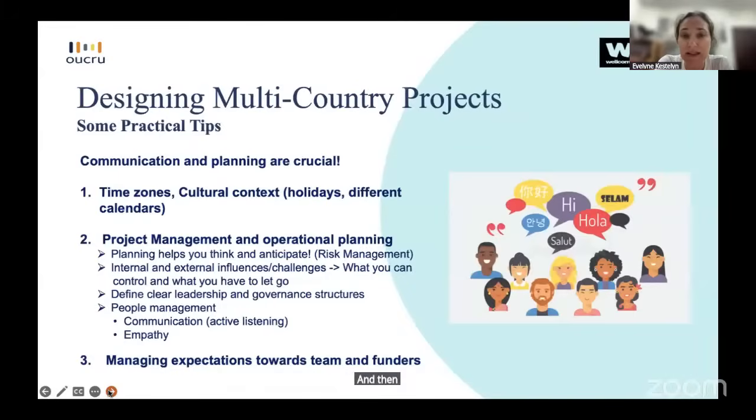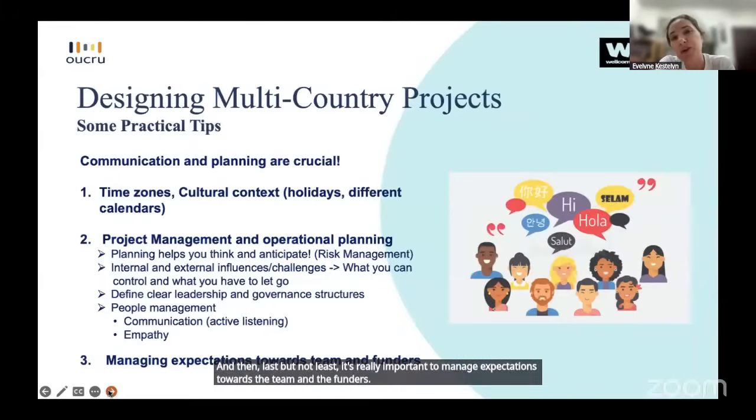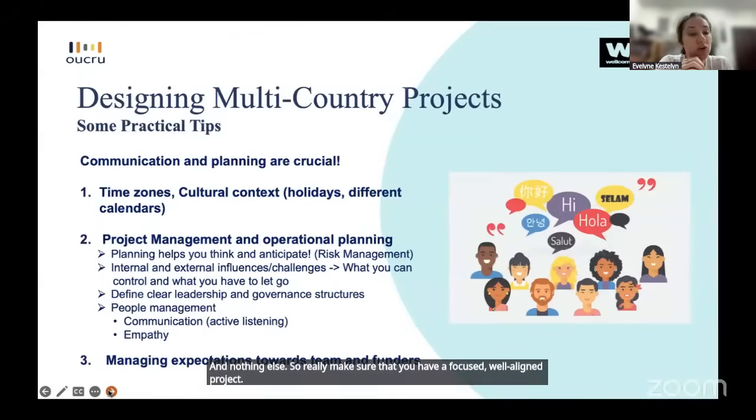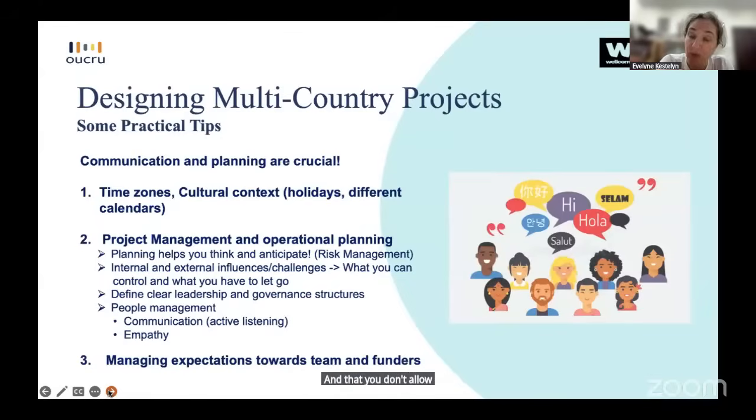And then last but not least, it's really important to manage expectations towards the team and the funders. And what do I mean by that? I mean that when you are designing multi-country projects, these projects are already very complex, very challenging. So it is really important to set a clear goal, have a focused outcome, and manage expectations. Say, what we are going to do in this project is this and nothing else. So really make sure that you have a focused, well-aligned project, and that you don't allow scope creep, which is something I will touch upon later, to come into your project.